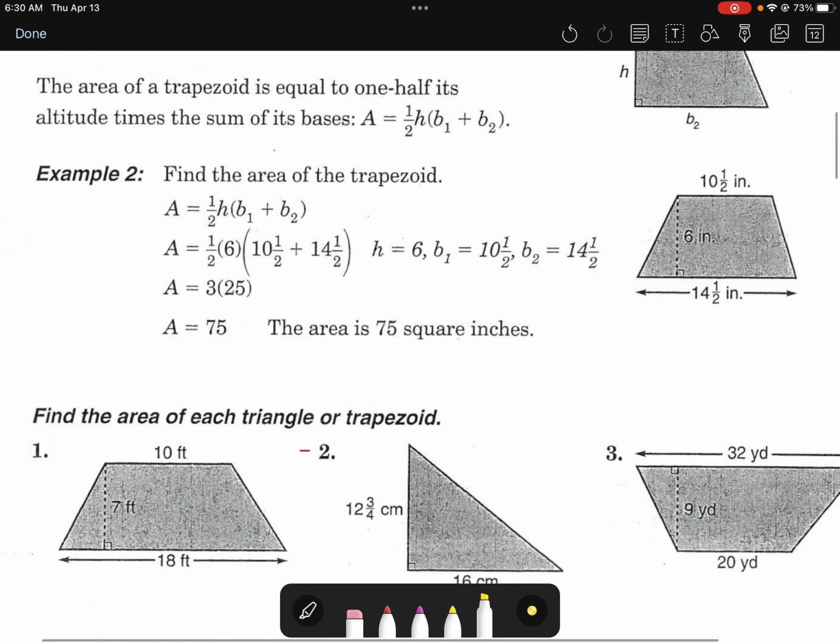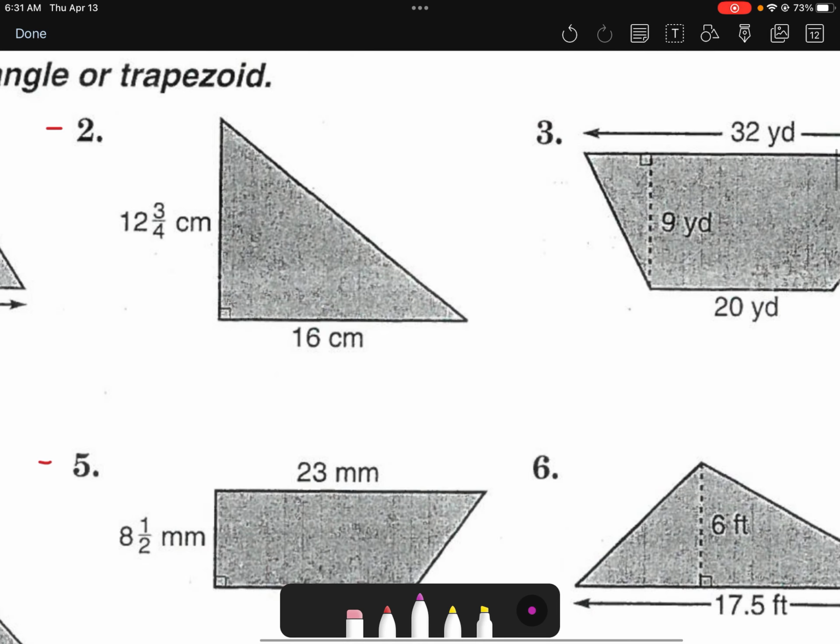Do the same thing for a trapezoid. So they give you your formula, they show you where the values get plugged in, and then over on the diagram, you can see which values that you're using. Notice how we're not concerned with that value or this value. Let's try a few.